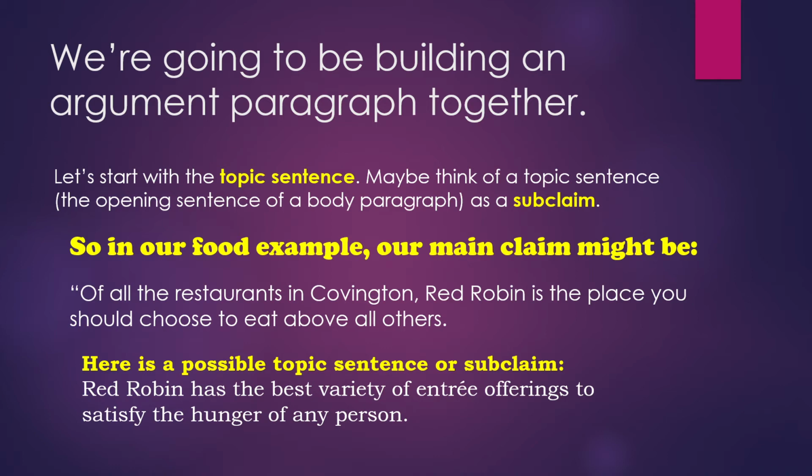So we have to have reasons why Red Robin is the place that we should eat above all others. So our first reason or a subclaim or topic sentence for that is Red Robin has the best variety of entree offerings to satisfy the hunger of any person. That's a pretty good subclaim. That's a pretty good reason to pick a place, right? Is that they have a great variety of things to eat there and it will satisfy the hunger of almost anyone. Okay, so that's what we're working with, and we're going to build the rest of the paragraph to support that.